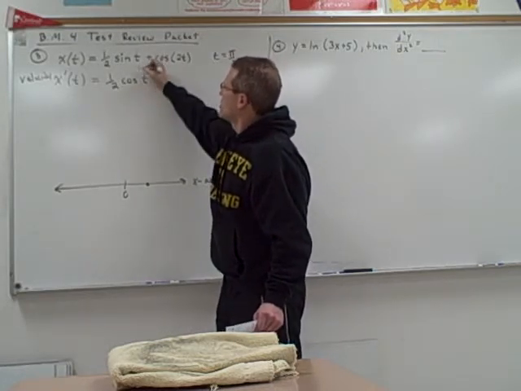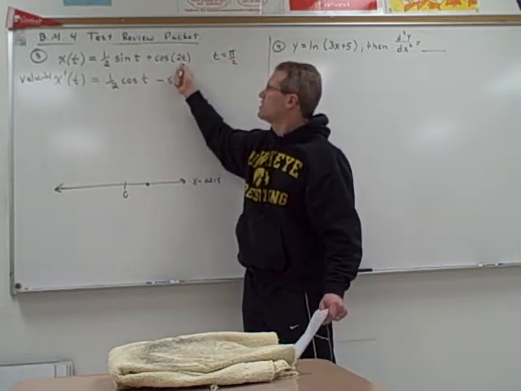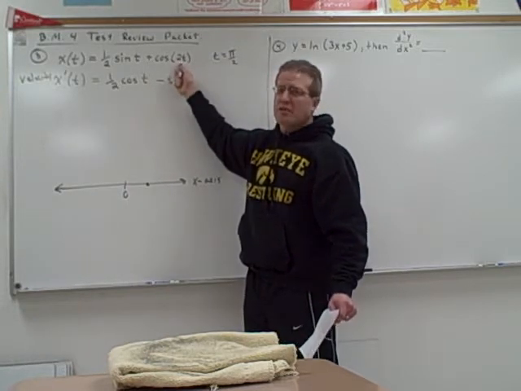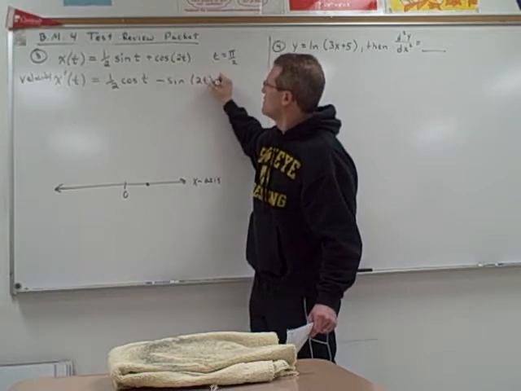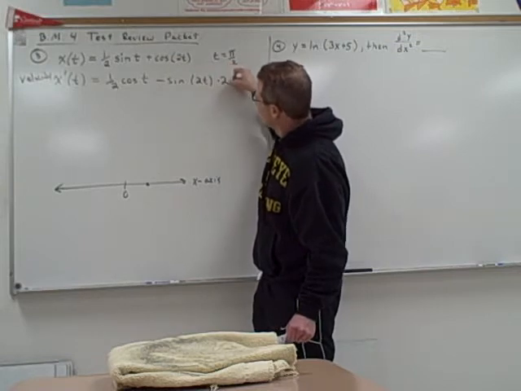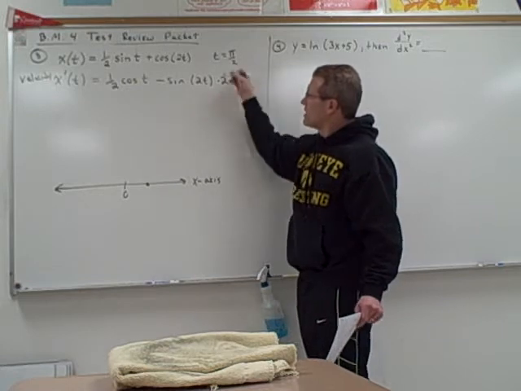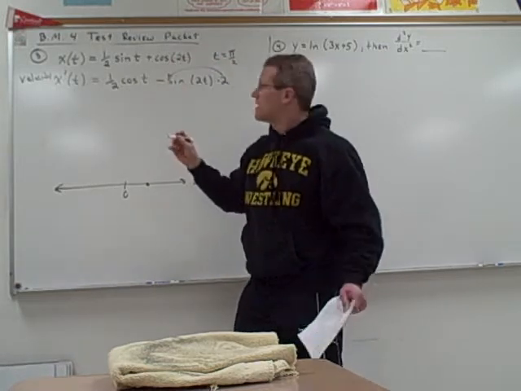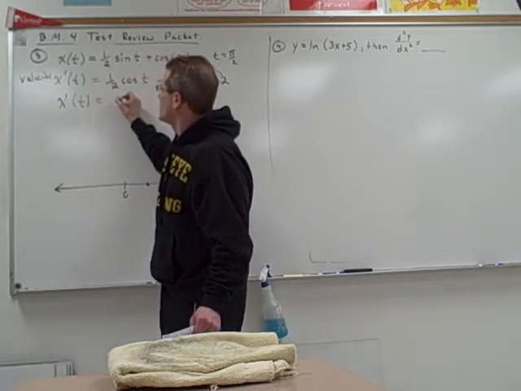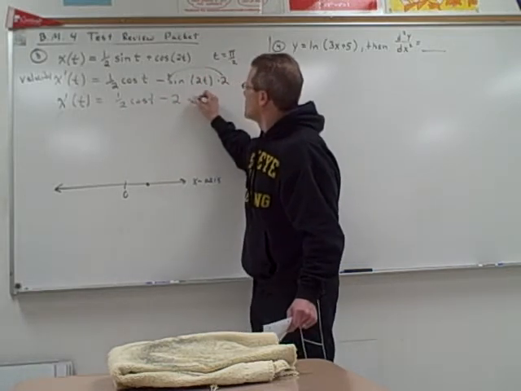Derivative of cosine would be negative sine, so I'm just going to change that to minus sine. I'm going to use the chain rule here because I have an outside function and an inside function. So the derivative of cosine is negative sine. Chain rule says you copy down the inside function of 2t, then do the derivative with respect to t, which would just be 2. Now, what might be good is to put that 2 in front of the trig function. You don't have to do that, but I think that makes more sense to a lot of people. So x prime of t, which is our velocity equation, is 1/2 cosine of t minus 2 times the sine of 2t.